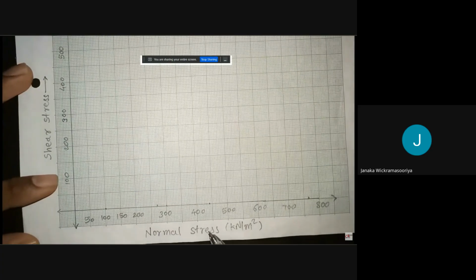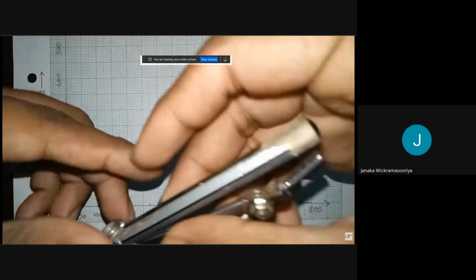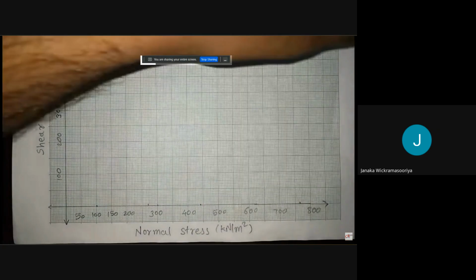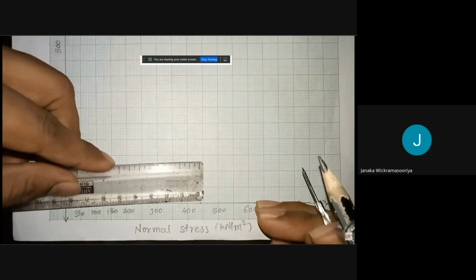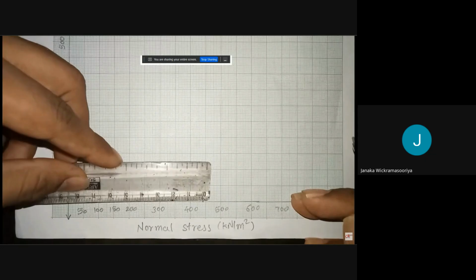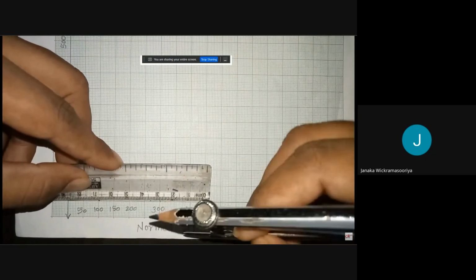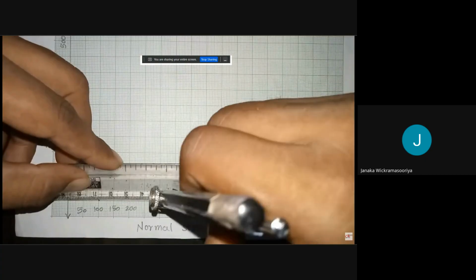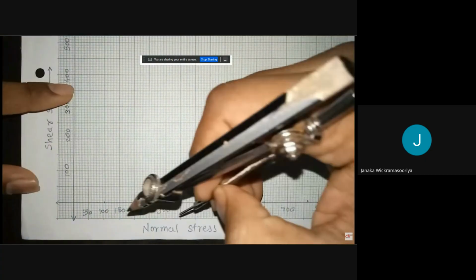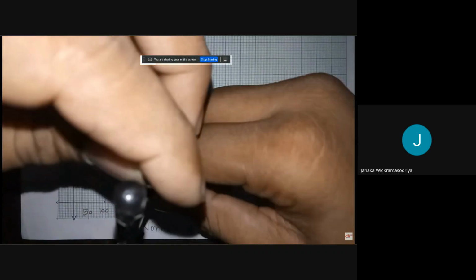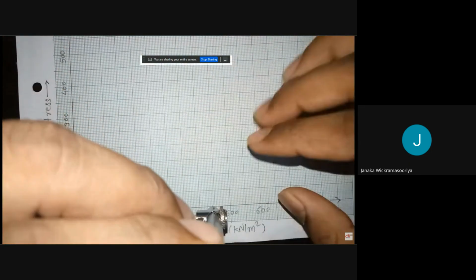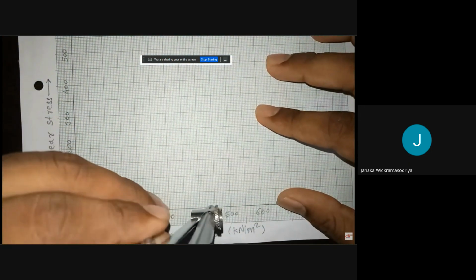Now I have to draw the Mohr circle. First I have to take the center of this. First I will measure the distance between the 2 points. After that I will take that distance in my compass. So this is how you can draw that circle, right? Because you have only two values, the diameter is between these 2 points.